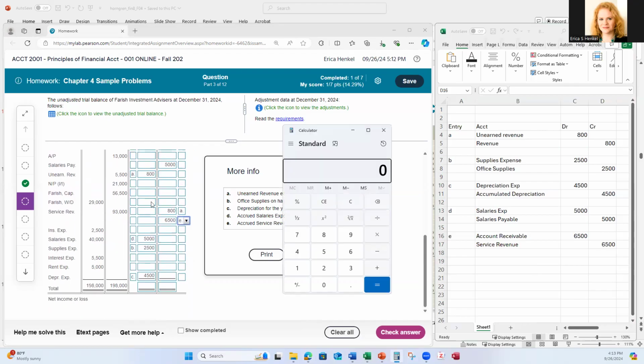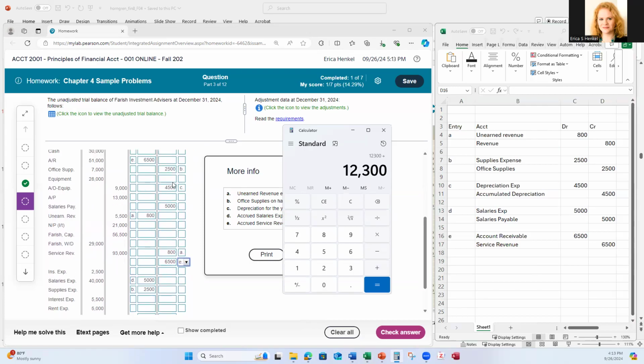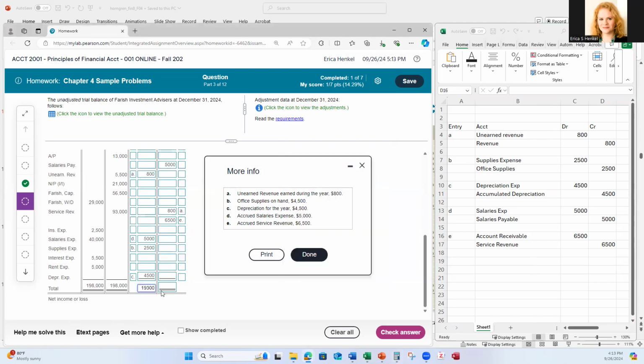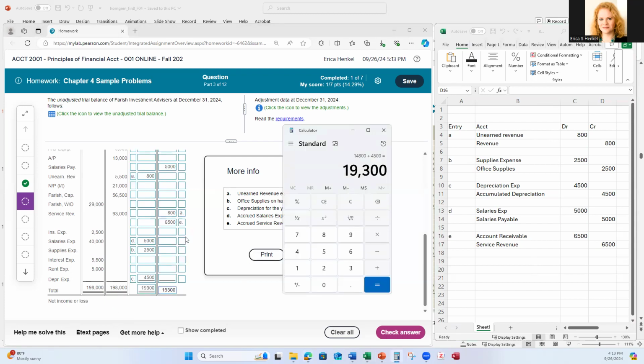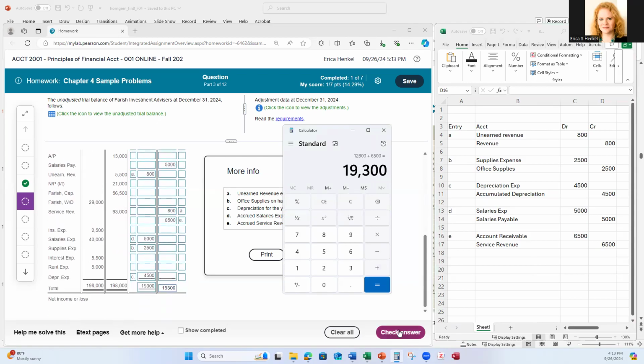So I'm just gonna put this where I can see it. So 6,500 plus 800 plus 5,000 plus, scrolling down here, 2,500 plus 4,500 gets me 19,300 in debits. So theoretically, if I didn't forget to enter any of these in here, I should have both of those. So let's add the other side just to check. 2,500, 4,500, 5,000, 800, 6,500, 19,300. All right, so we're good there.